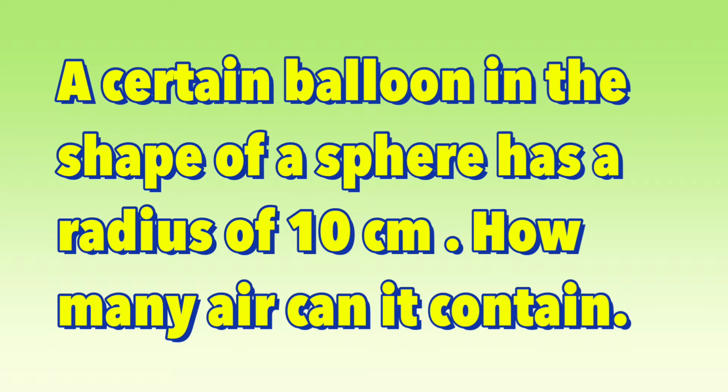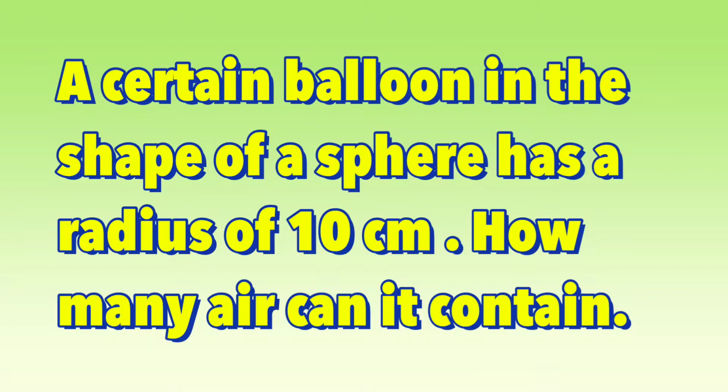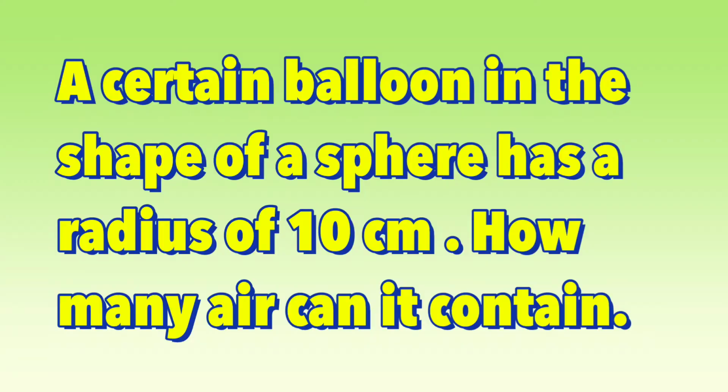So, to find the volume of a sphere, we have the formula to be used, which is volume equals 4 over 3 pi r cubed. And we have to know the given from the problem. The radius is 10 centimeters. So what we have to do now is substitute it into the formula.